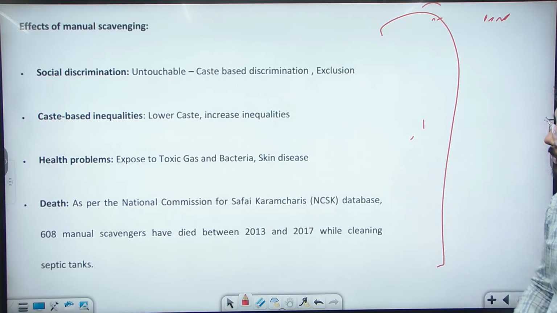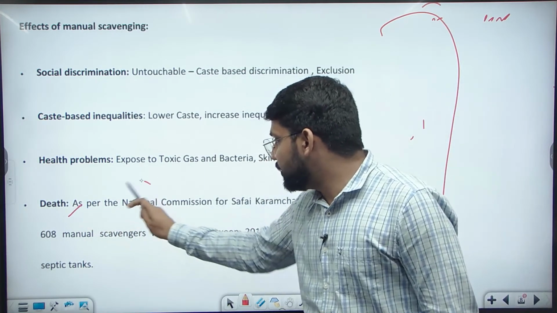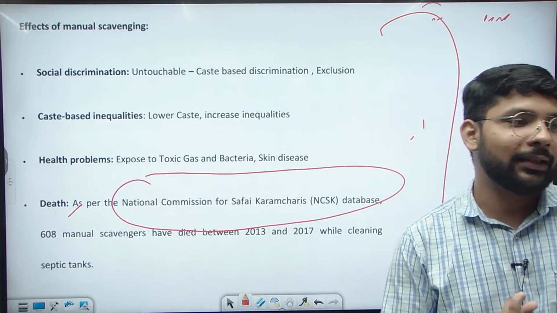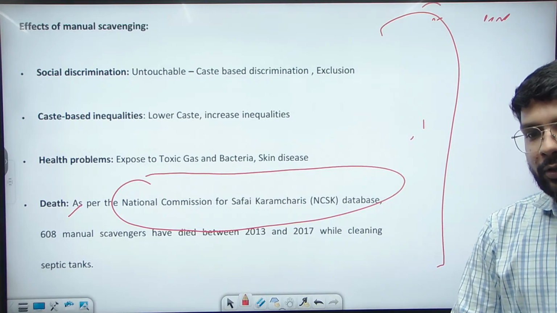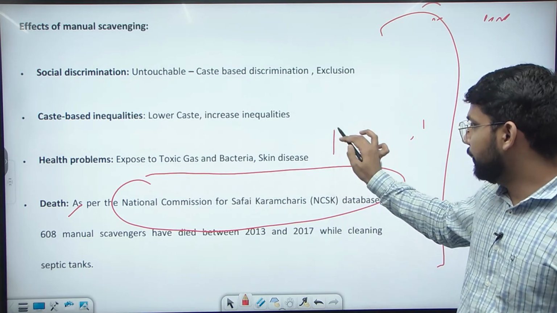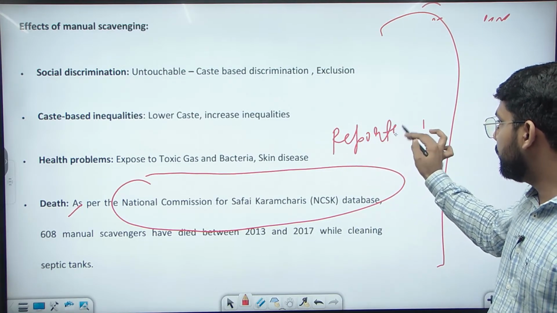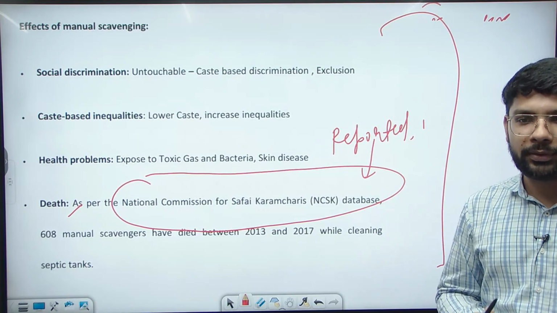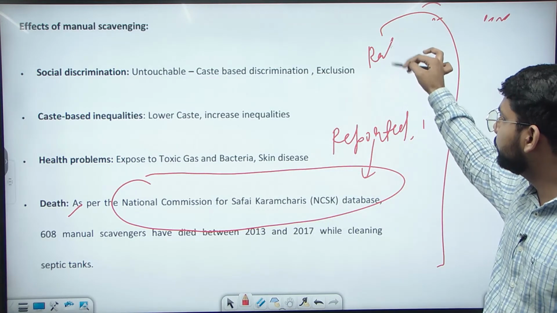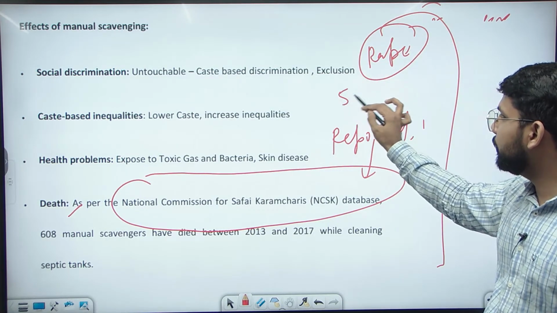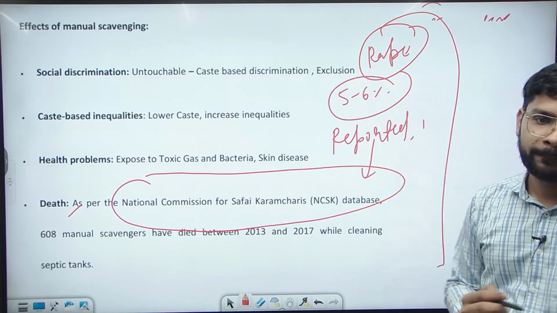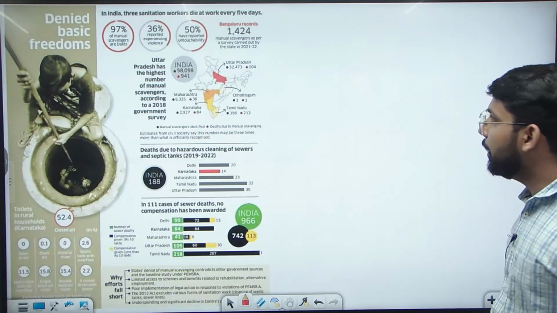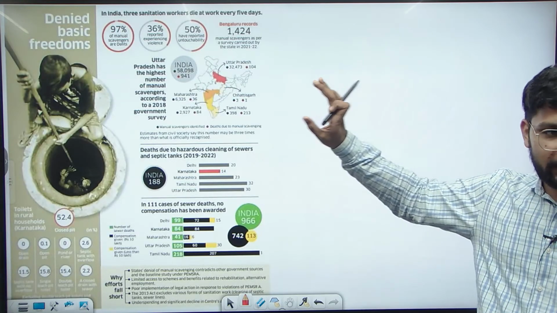As per the National Commission for Safai Karamcharis, between 2013 and 2017, there were 608 deaths in the country due to manual scavenging. And this is the reported figure. But in India, many more cases are not reported. Like the case of rape in the country, only 5 to 6% of cases are reported. It is the same condition here also. Next, this is the data, so we can use this data.